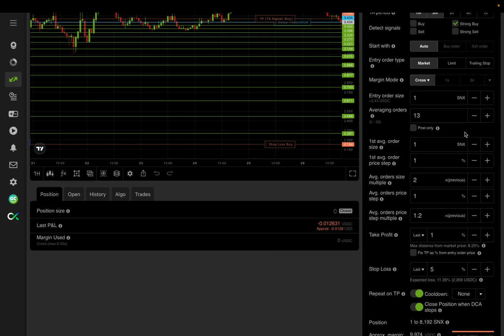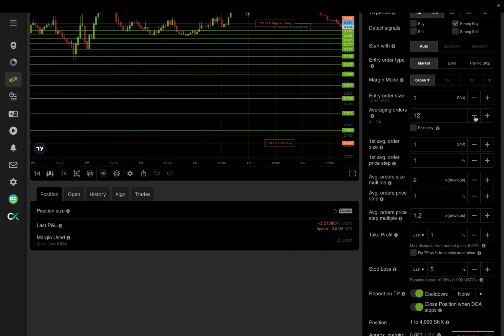So what do you want to do? You want to maybe play with the setup and see what affects this percentage, right? Obviously one thing is that if you have fewer averaging orders, your position is smaller, right? And your loss is smaller. So instead of 11%, you have actually 10% loss, but your loss is already cut in half because your position didn't double at the 13th averaging order.